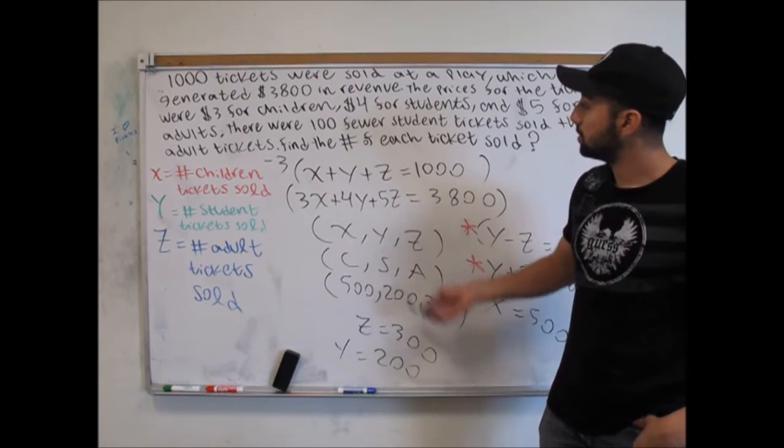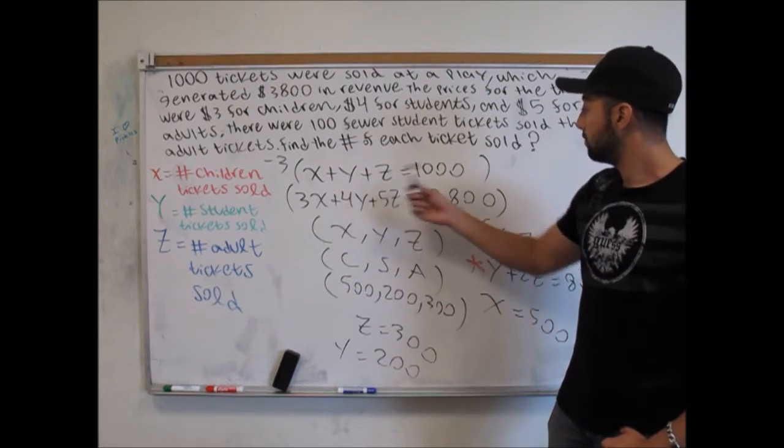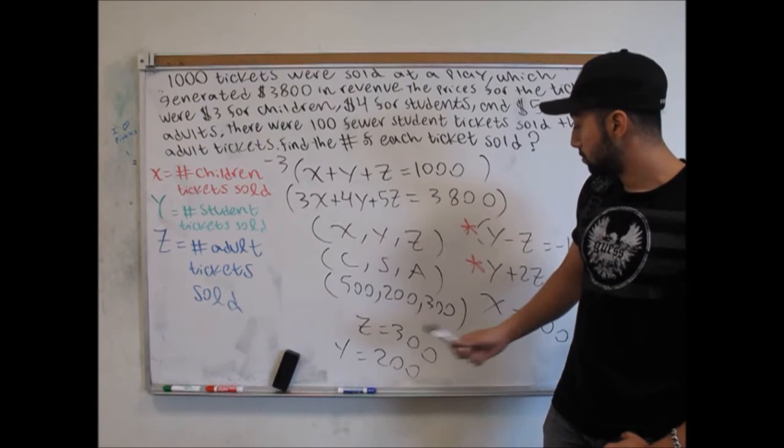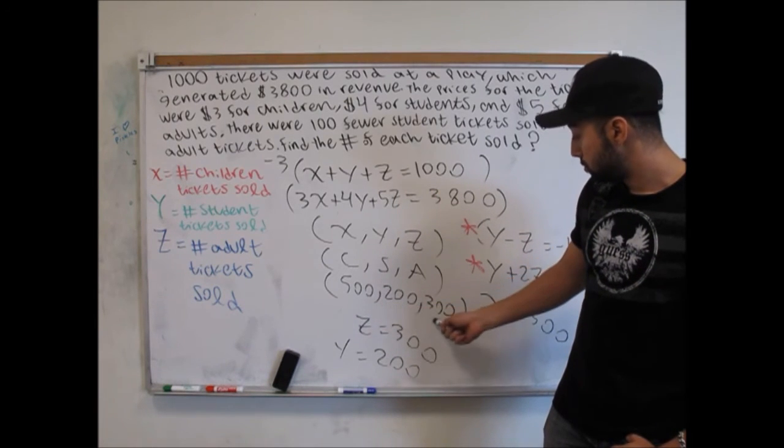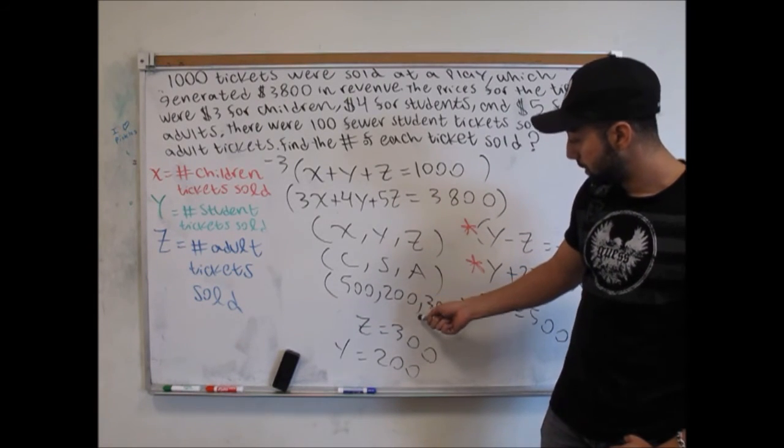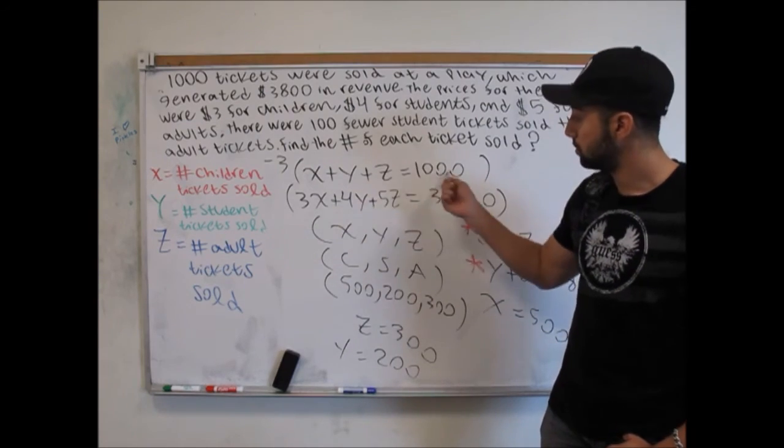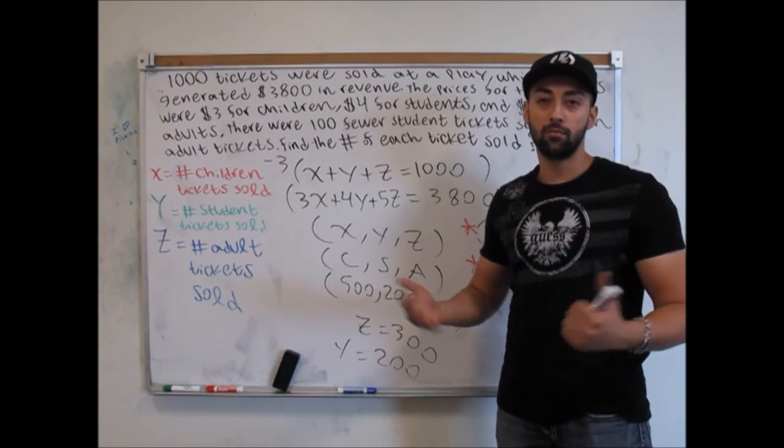And you can plug these back into the equations to see if they add up to 1,000. So let's see, 200 plus 300 is 500, and then 500 plus 500 is 1,000. So that's how you'd approach a problem like this.